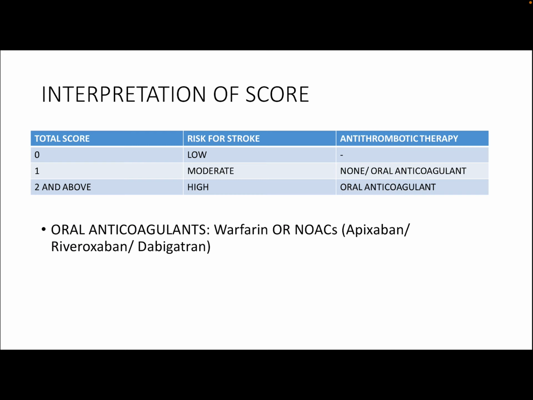And how do you interpret the score? So for a total score of 0, the risk for stroke is low, and we don't generally put them on a long-term anticoagulant. But if the score is 1, that would be a moderate risk for stroke, in which case you can decide whether to give an oral anticoagulant or not. But if the score is 2 and above, that means the risk for stroke is high. And in those patients, we have to start them on oral anticoagulants like warfarin or the oral agents like apixaban, rivaroxaban, and dabigatran. And now we actually prefer the novel oral anticoagulants over warfarin.